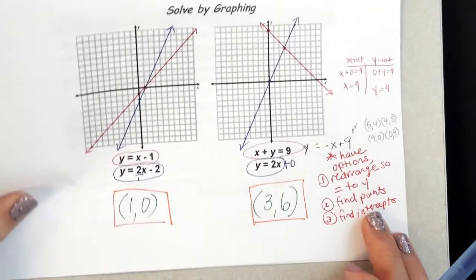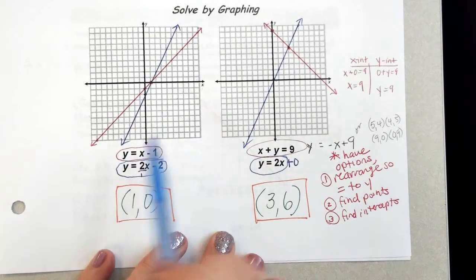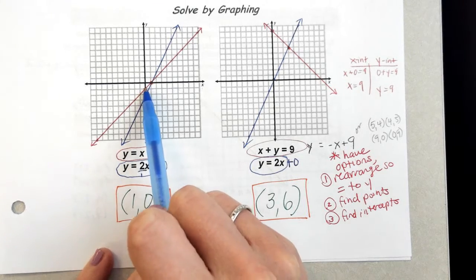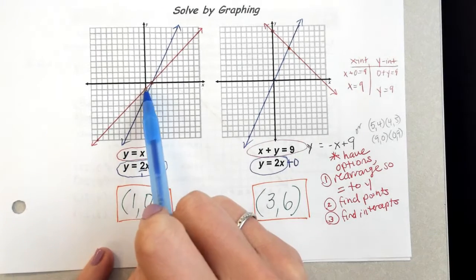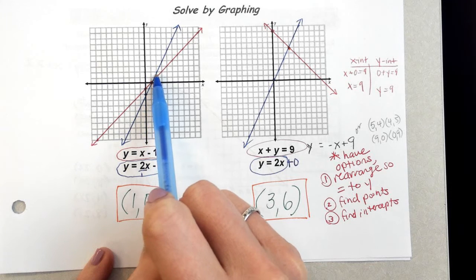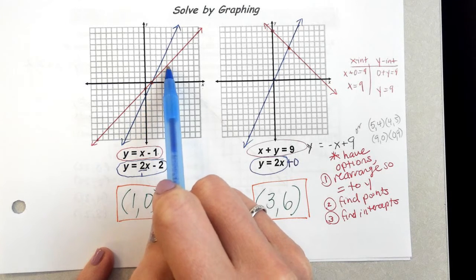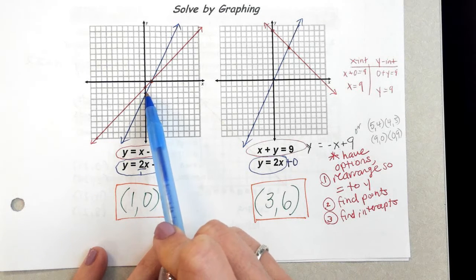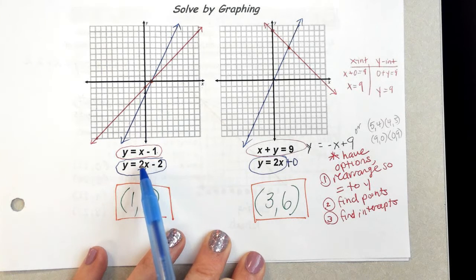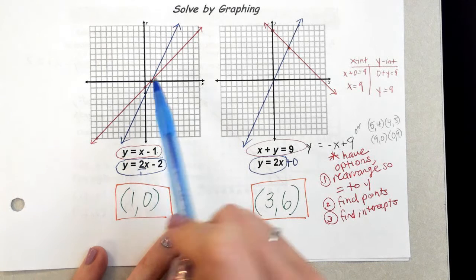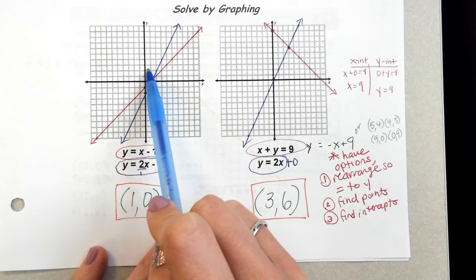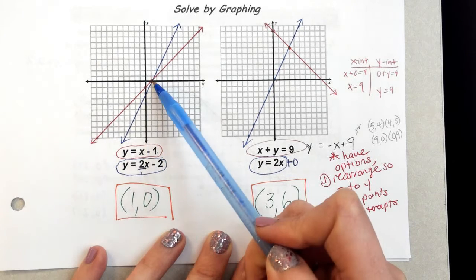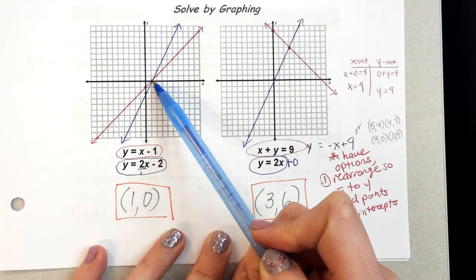Here are two more examples. So where I begin is -1. My slope is 1. That means a rise 1, run 1, rise 1, run 1, rise 1, run 1, rise 1, run 1. The second one, my begin is -2. My slope is 2. That's a rise 2, run 1. So up 2, right 1, up 2, right 1, up 2, right 1. They cross at this point. That point is (1, 0).